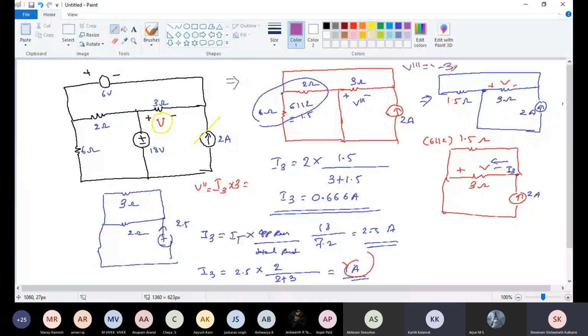Minus 3. I3 is equal to minus 2 volt. I3 is 0.66 into 3, which is 2. That is minus 2 volt.